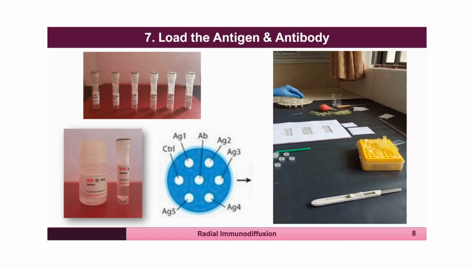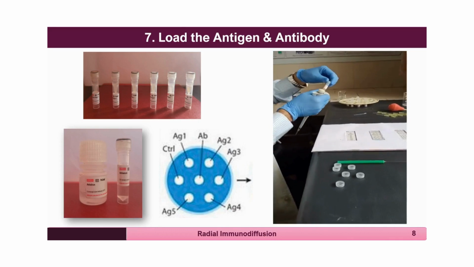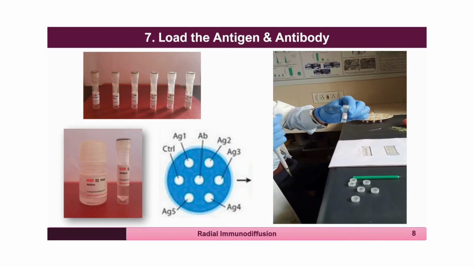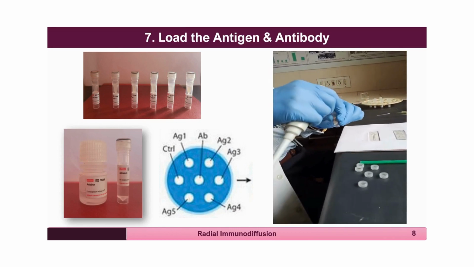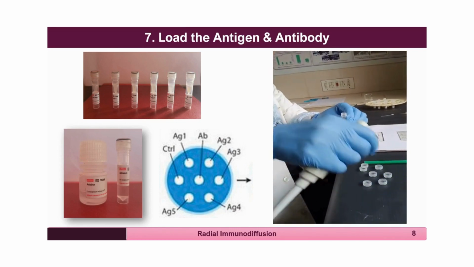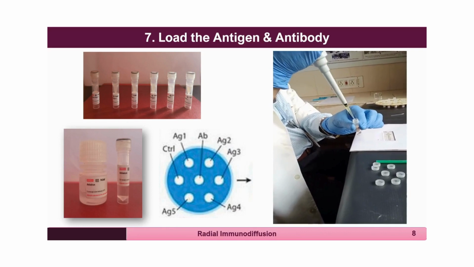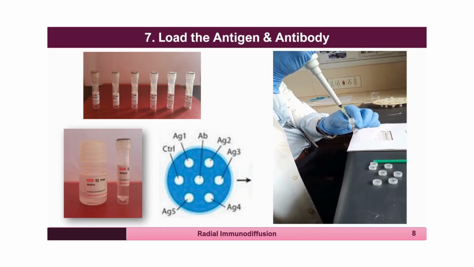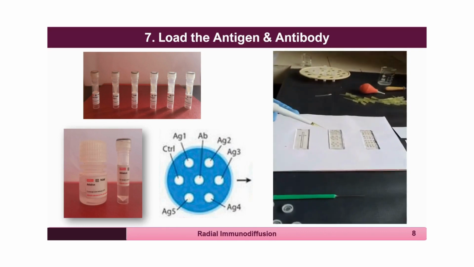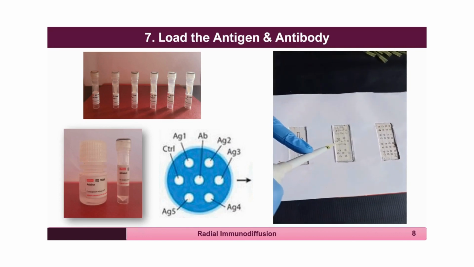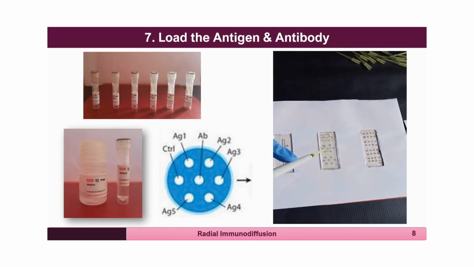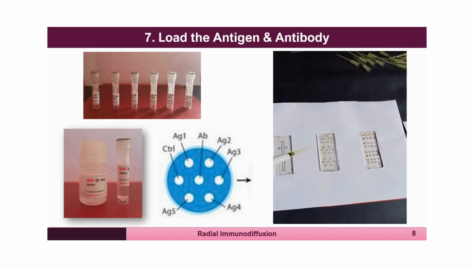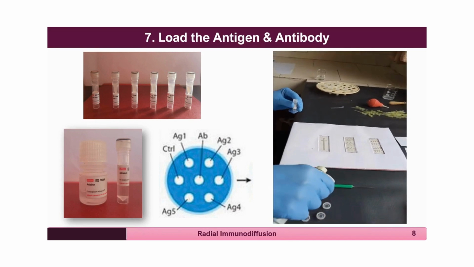Each time, see to it that for different antigen samples, you change the tip, because there is a possibility that some samples may be positive for the antigen, some samples may be negative. In that case, if you have used a single tip, then it may contaminate and give wrong results. Therefore, for loading of each sample, you must use a single tip and discard the tip. Now I am loading antibody in the central well.